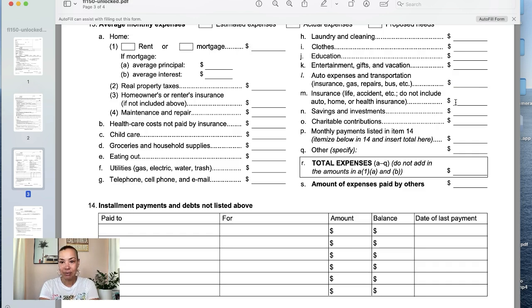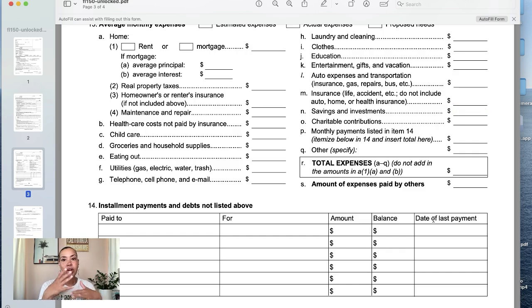Any insurance, but it says not auto, home, or health insurance. So life insurance, accident insurance, those monthly things that usually get automatically withdrawn. Charitable, savings and investments, any charitable contributions.